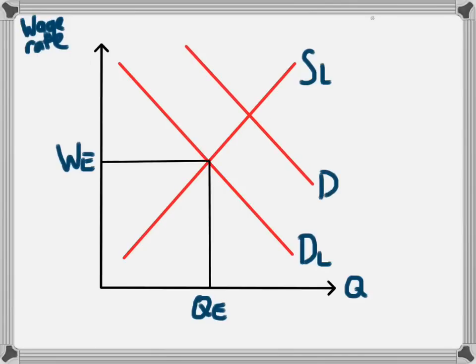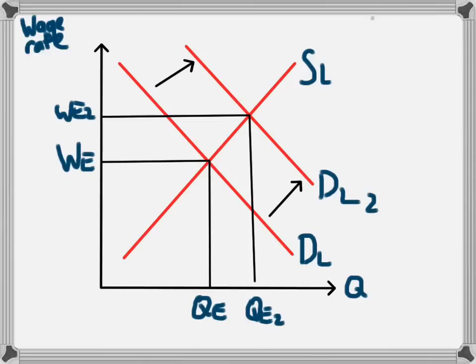So this product has had the demand increased, and it's led to an increase in the demand for labour from DL to DL2. In order to produce more products, we can see here that the increase in the demand for labour has led to an increase in the number of workers who are employed, and that's increased from QE to QE2. And in order to entice those workers, the wage rate has increased from WE to WE2.